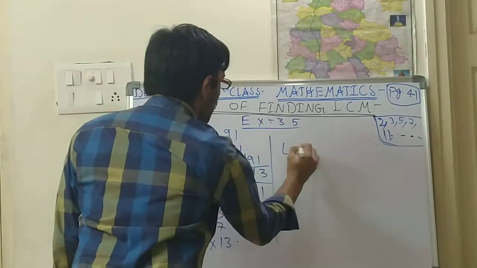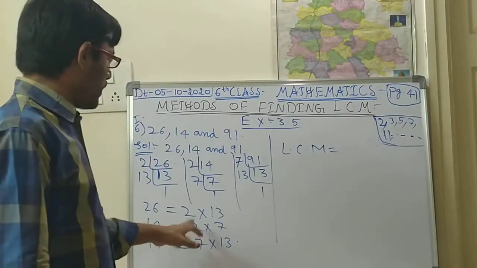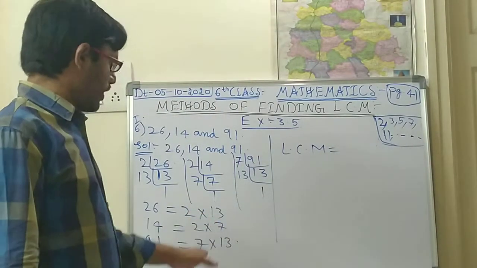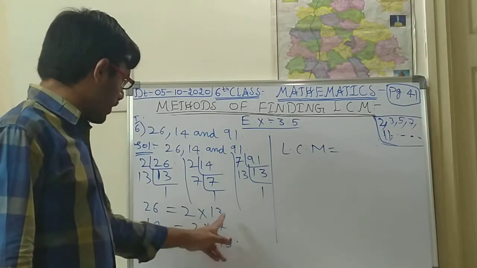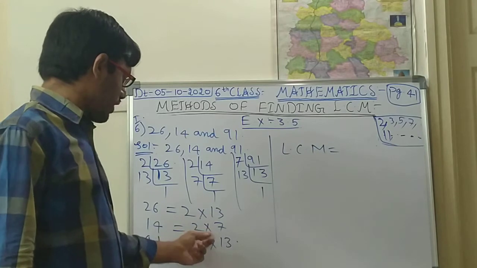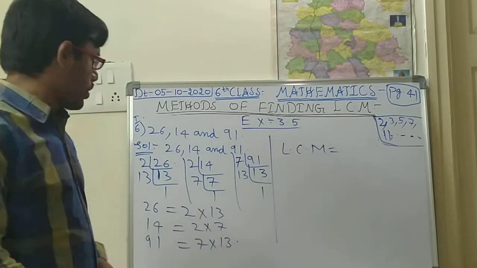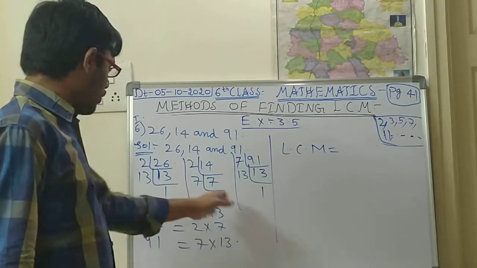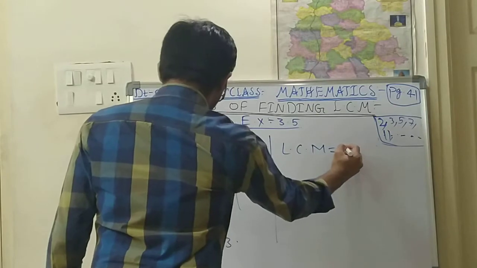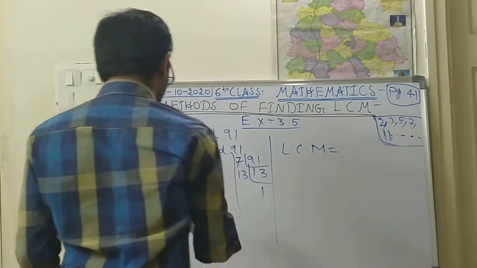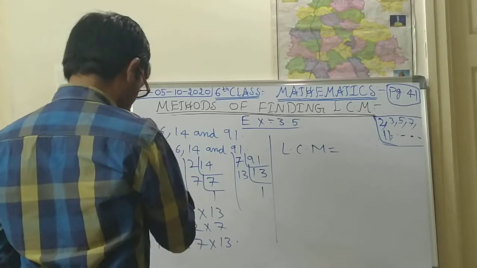So LCM. What is the LCM? First, is there any common number in all three numbers? 2 is common in these two, but 2 is not there here. 13 is common in these two, but 13 is not there here. 7 is common in these two, but 7 is not there in the third. So we have to multiply all these numbers. What are the numbers? Here, before that, one 2 power 0.